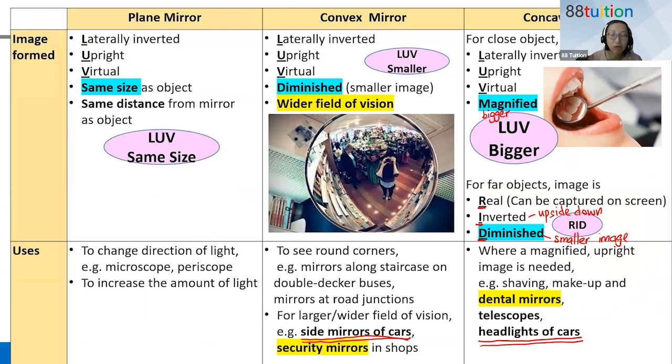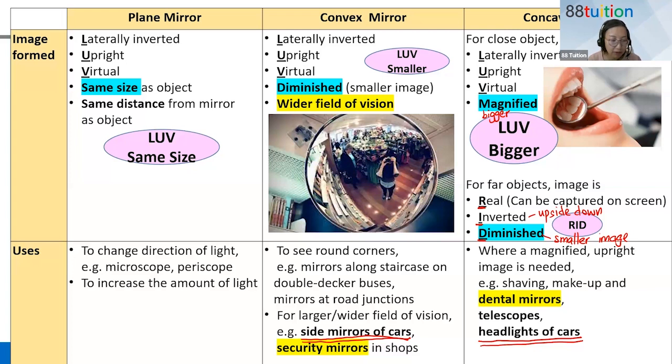So reflection is bouncing of light. Refraction is bending of light. So light can bounce off a surface, that's reflection. Light can bend, that is refraction, when it goes through different media. And then we have dispersion of light into the 7 rainbow colors.